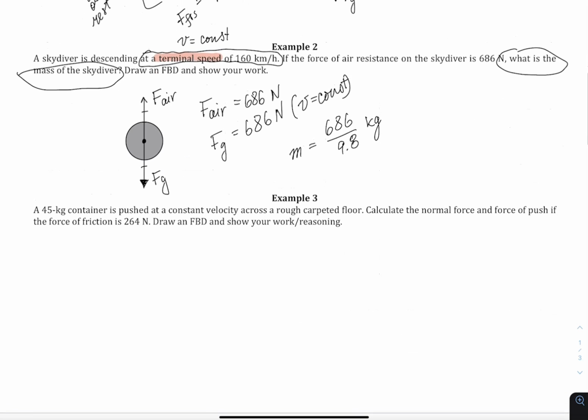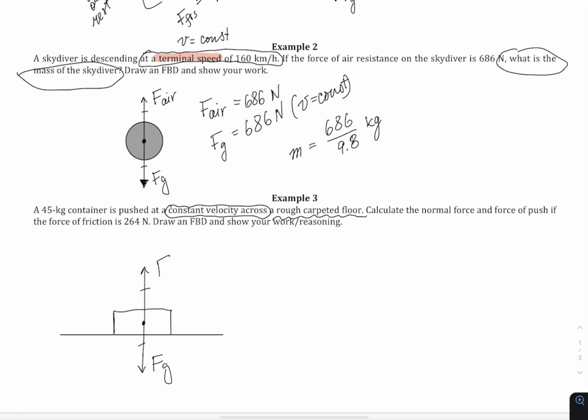Example 3, a 45 kilogram container is pushed at, again, constant velocity across a rough carpeted floor. So that gives us an idea that there will be force of friction present, and we have force of gravity, obviously, always. Normal force, because it's flat on the ground, these guys are equal. Then we have 264 newtons of pull.